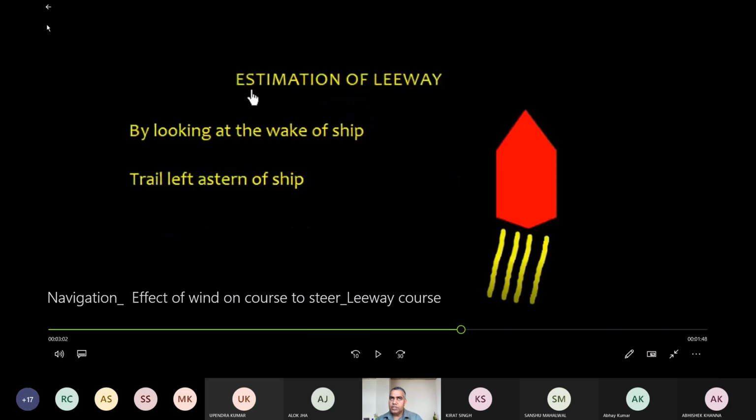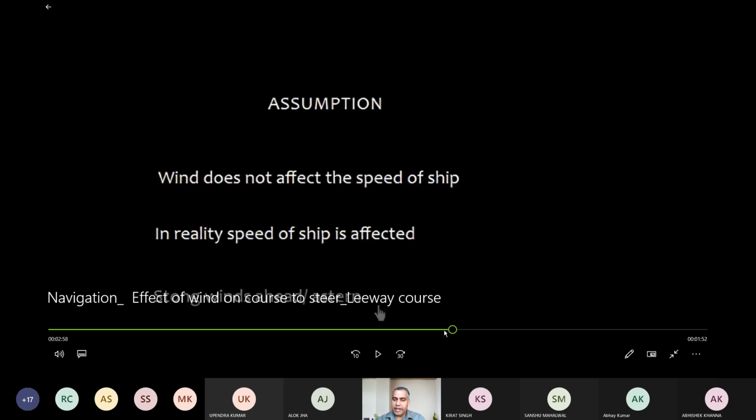So till now we have seen the leeway angle. We know now if the leeway angle is given to us, how can we find out the leeway track? Now in the questions, they will give us the course steered by the ship and the wind direction. Now we will have to find out whether the leeway angle has to be added or subtracted from the course to get the leeway track.